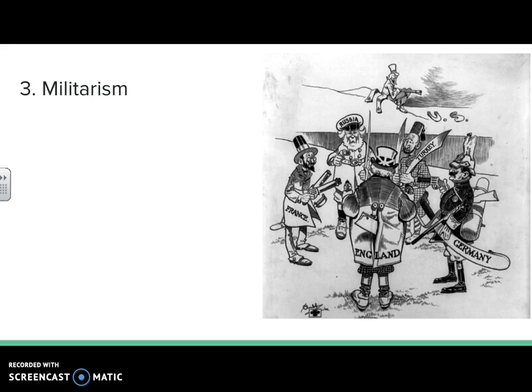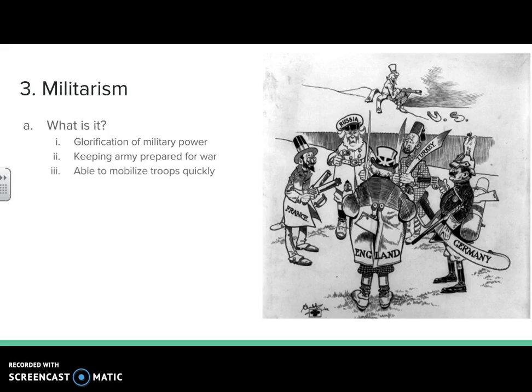Next we have militarism. So what is it? Militarism, in a few word summary, is glorification of military power, right? It's also keeping your army prepared for war, ready to go, ready to fight whenever you may need them. The contrast to that is thinking about only raising an army during wartime, right? And more of these countries, as we'll see how that led to war, were working to keep an army prepared for war. You also want to be able to mobilize your troops quickly.